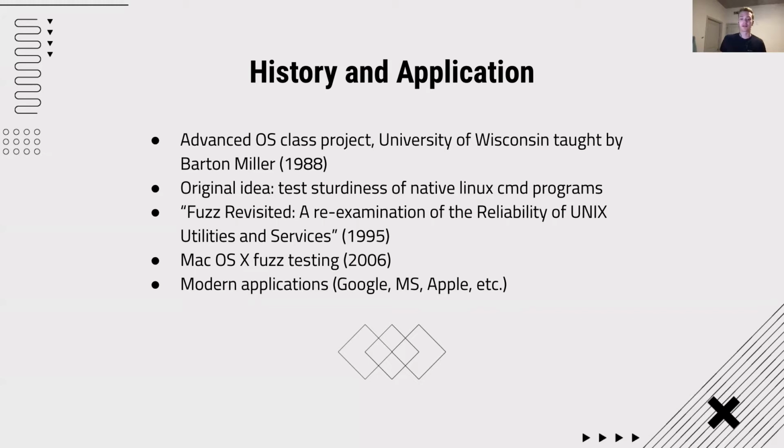In Mac OS X, for example, they found some features could have crash rates of 7 to 73% within their critical services and features. And so they could then notice those vulnerabilities and engineers could debug from there. And fuzz testing is used on almost all large modern applications at companies like Google, Microsoft, and Apple.